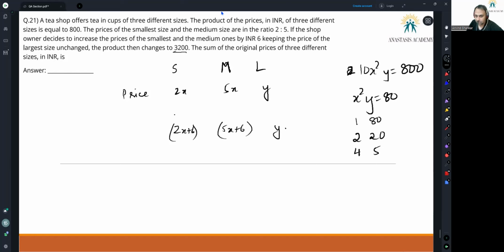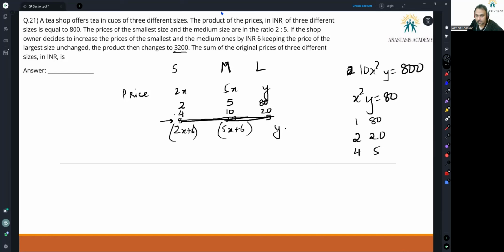Can you also see all you have to do is once you found out these 3 potential cases, just plug them in. Price could be 2, 5, and 80, or the price could be 4, 10, and 20, or the prices could be 8, 20, and 5. Of course, this third case doesn't make sense, because why would medium be charged more than large? So we can pretty much get rid of it. These are the 2 cases.